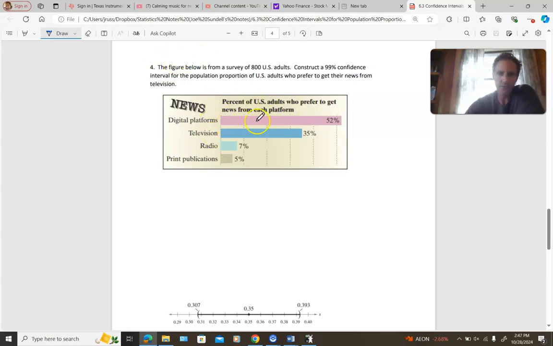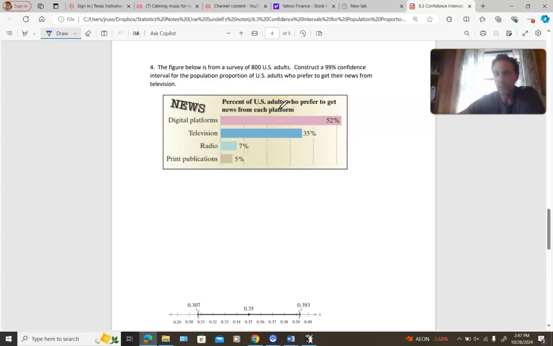All right, so we got this figure down here. It's from a survey of 800 U.S. adults, and it says construct a 99% confidence interval for the population proportion of U.S. adults who prefer to get their news from television. So evidently, this gives us the percentage of U.S. adults who prefer to get their news from each platform. So you got digital platforms, television, radio, and print publications.